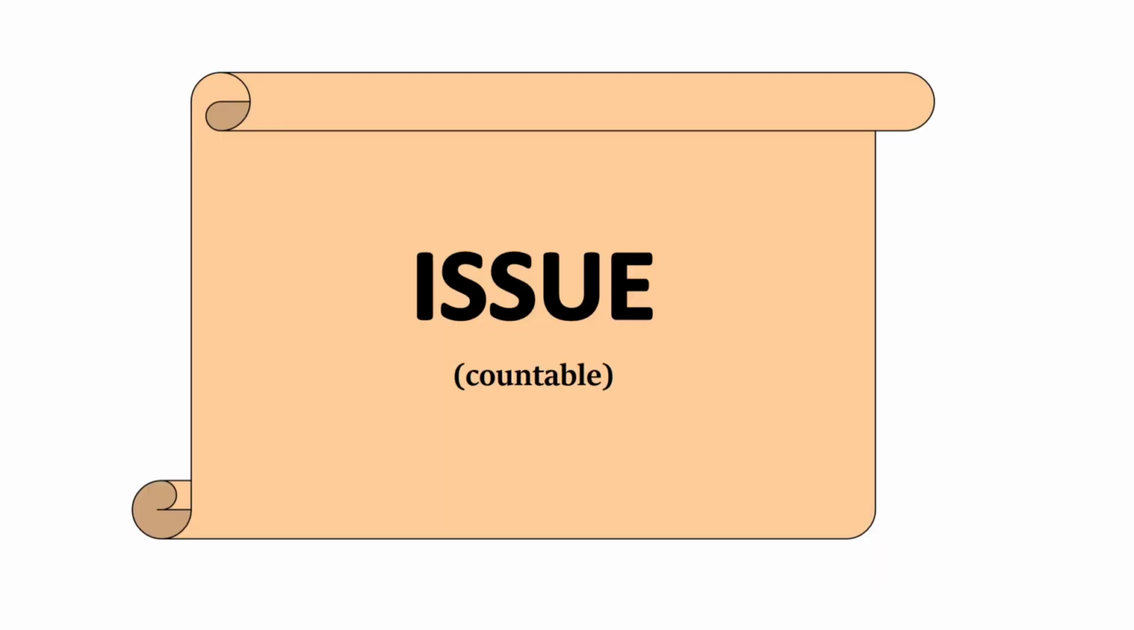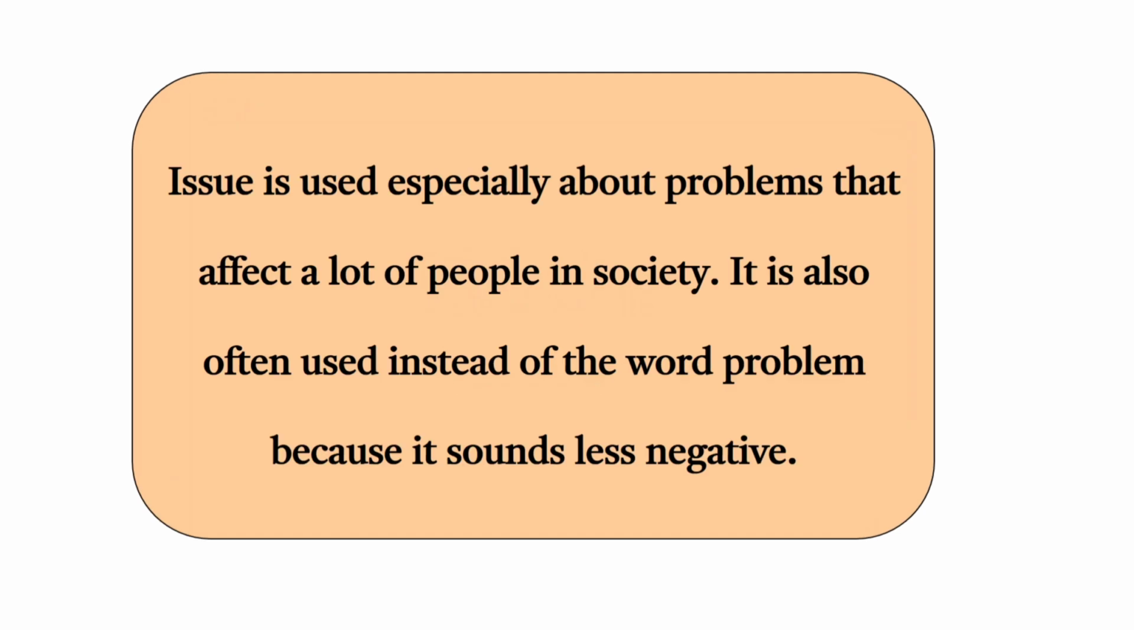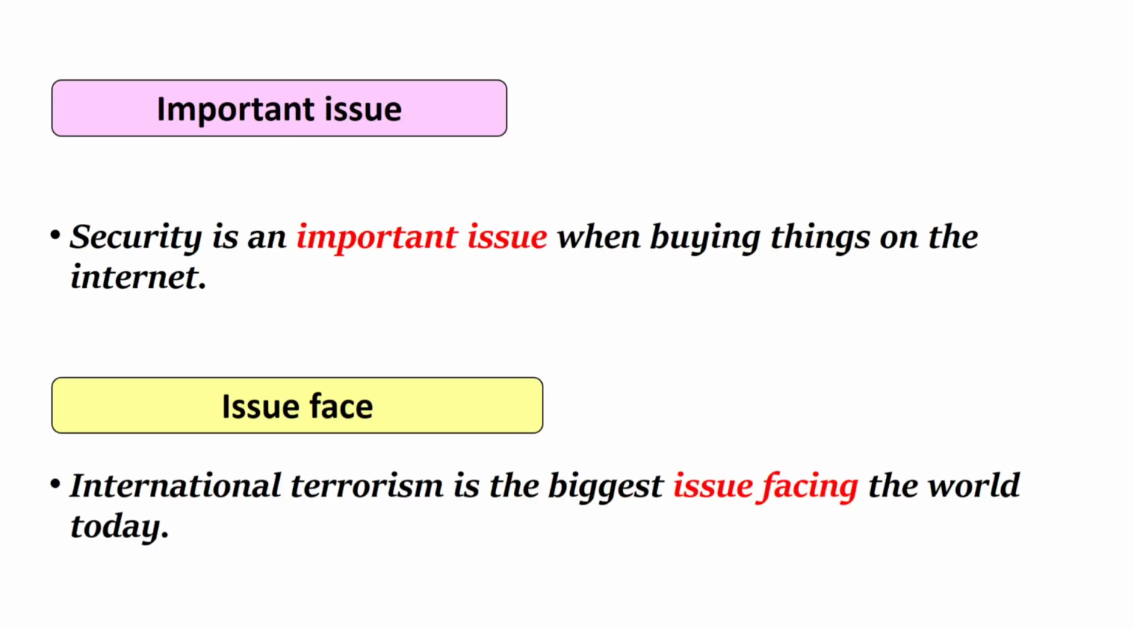The other word is issue, which is a countable noun. Issue is used especially about problems that affect a lot of people in society. It is also often used instead of the word problem because it sounds less negative. Important issue. Security is an important issue when buying things on the internet. Face the issue. International terrorism is the biggest issue facing the world today.